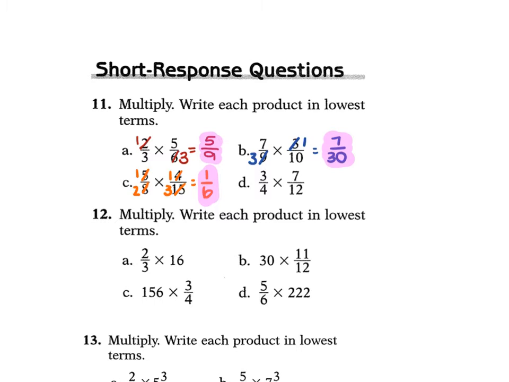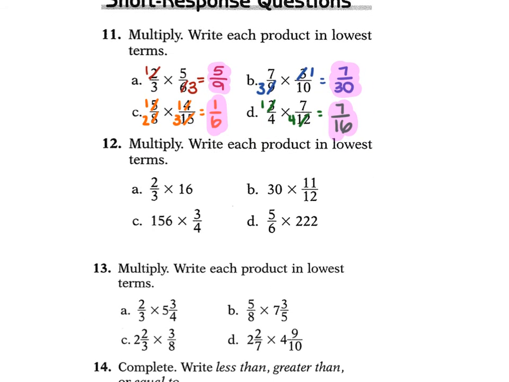For D, we have 3/4 times 7/12. Again, no mixed numbers, so I'm going to cross simplify if I can. 3 and 12 are both divisible by 3, so the 3 becomes a 1, the 12 becomes 4. 4 and 7 are not divisible by anything other than 1, so we can't simplify those. So I now have 1/4 times 7/4. So 1 times 7 is 7, and 4 times 4 is 16. So that leaves us with 7 over 16 for our answer.